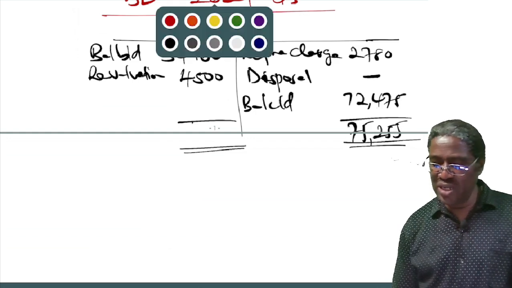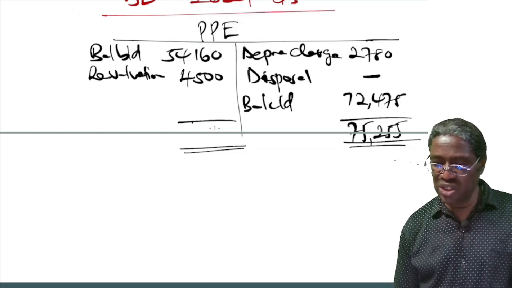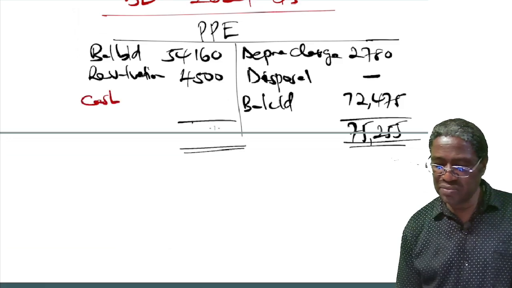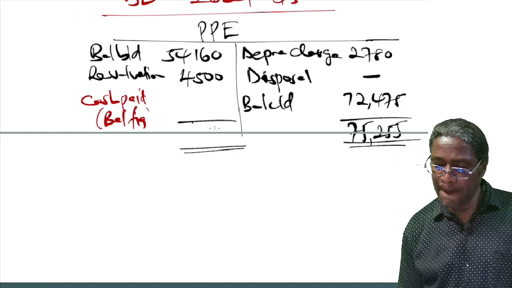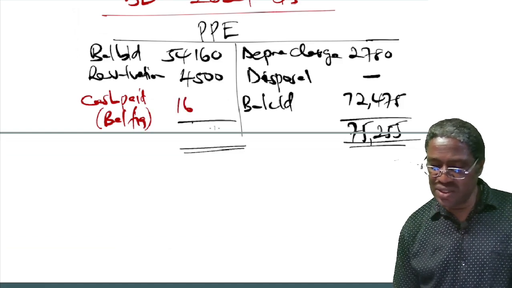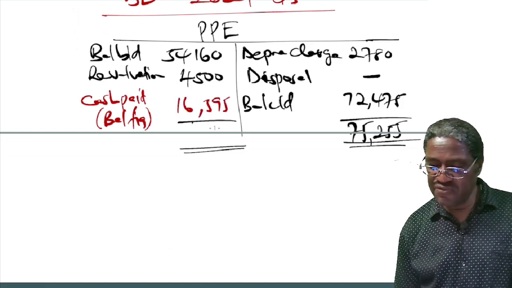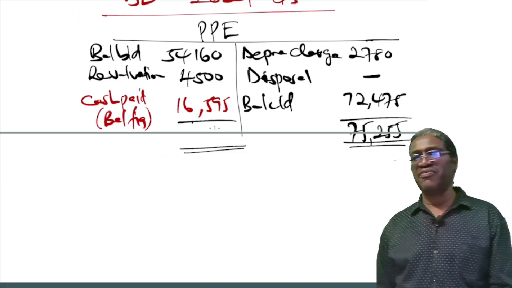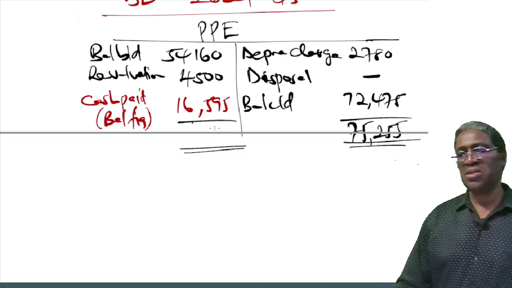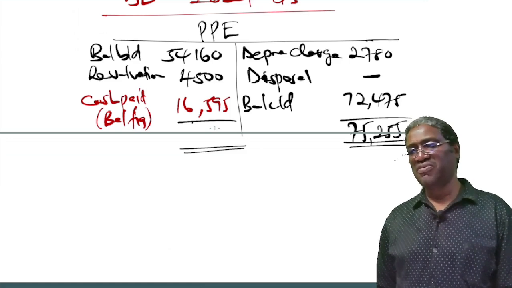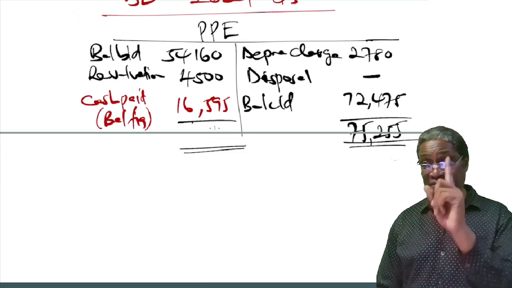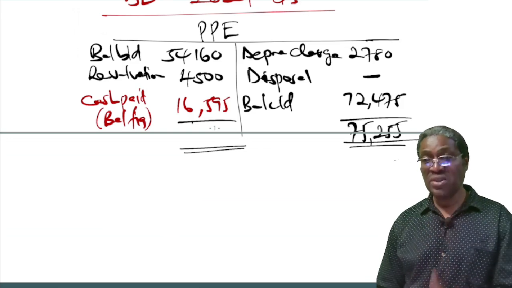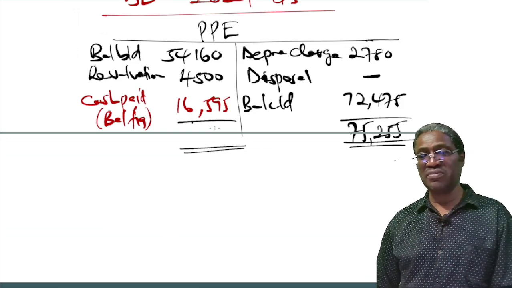I'm left with a balance of 16,595, which I'm calling cash paid as a balancing figure. Okay? Good. That is all about the first item.